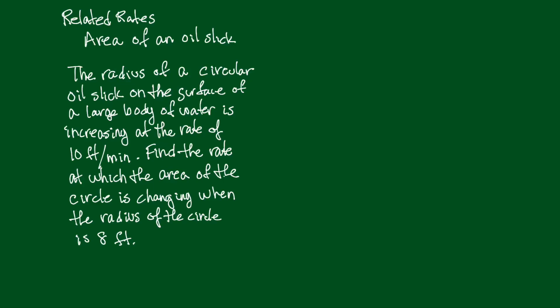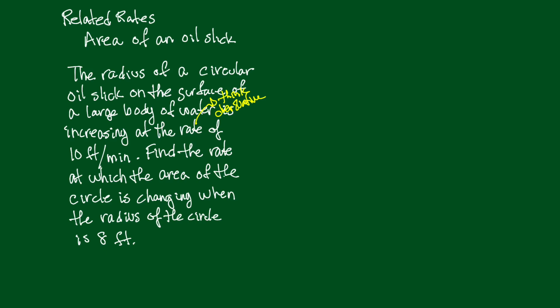Let's look at this problem here. We have that the radius of a circular oil slick on the surface of a large body of water is increasing, so the radius is increasing at the rate of 10 feet per minute. Now, there's that word rate. So what do we think? You see that word rate, what do you think? As soon as you see rate, you think derivative.